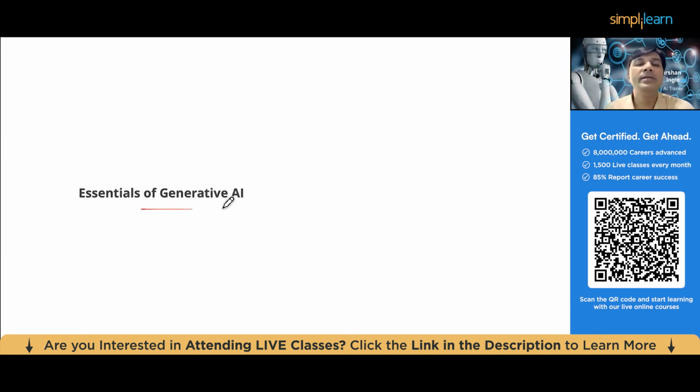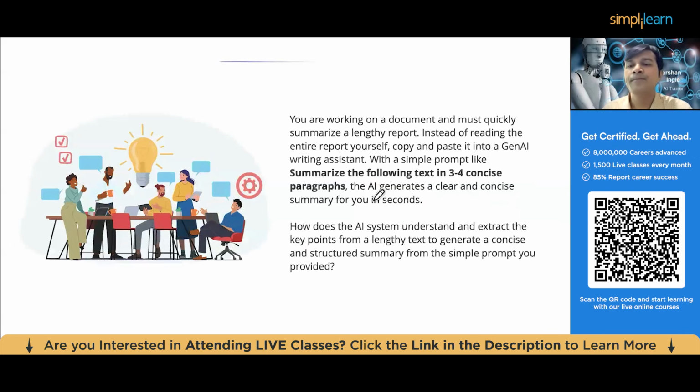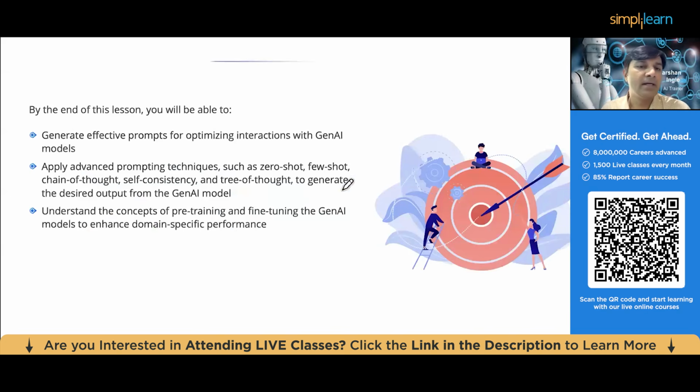Essentials of generative AI. Optimizing Gen AI models. So here you are looking at the various prompting techniques. I don't know why it is written this way, but it is mainly about prompting techniques. And there we get started, right? Effective prompting. Then we look into the advanced prompting techniques like zero shot, few shot, chain of thought, self-consistency, tree of thoughts. You understand the concepts of pre-training and fine-tuning the Gen AI model.